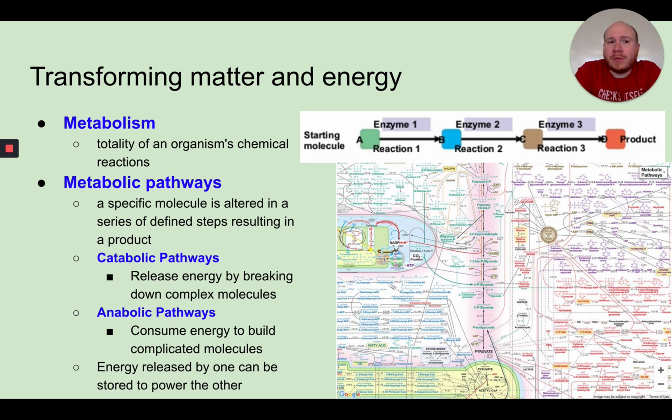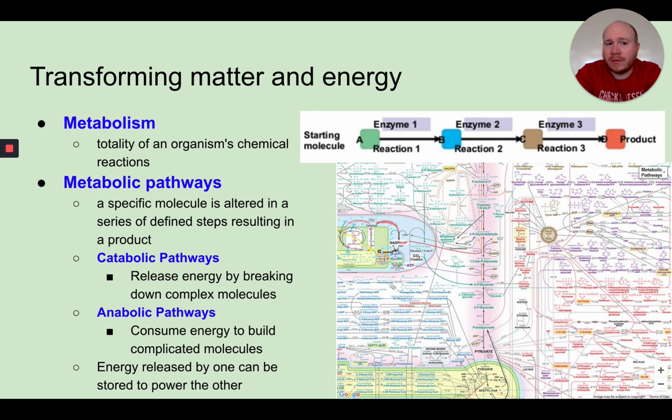So metabolism is the totality of an organism's chemical reactions. So when we talk about metabolism, we're talking about all the chemical reactions within the body. Metabolic pathways are where a specific molecule is altered in a series of defined steps resulting in a product. So metabolic pathways are going to be pathways that produce some sort of product. It could be building something or tearing something apart.